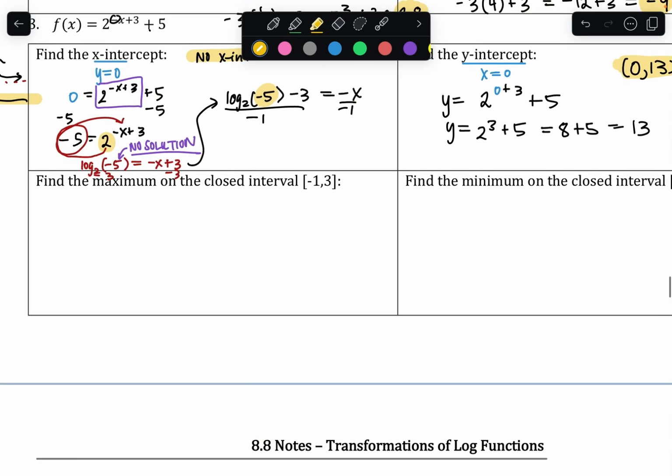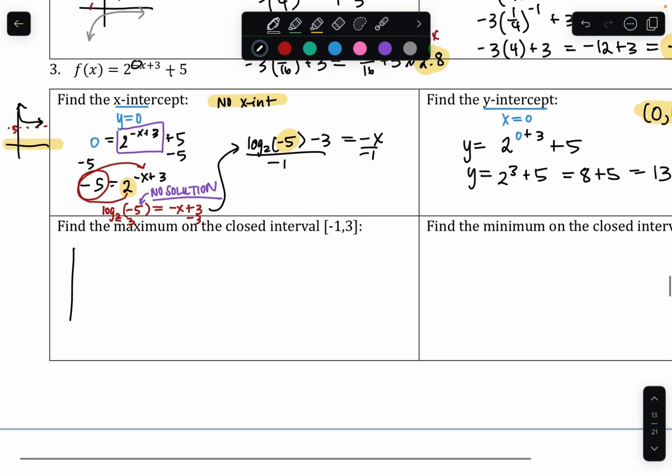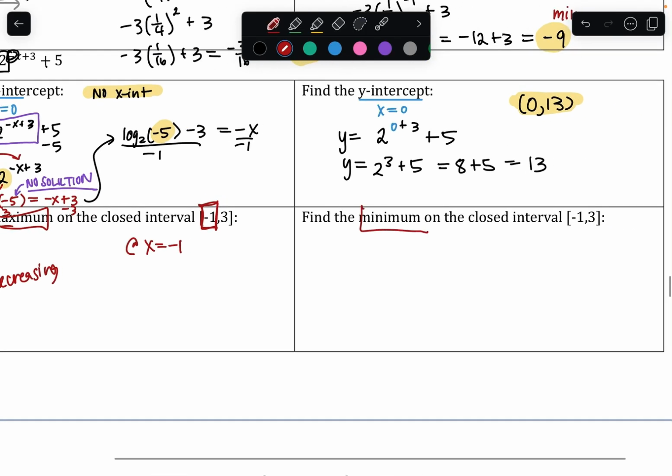Okay, last we are finding the max and min. And so I already sketched the graph up here. We know it is growing but reflected across the y. So usually growing looks like this, but if we reflect across the y, it's going to look like decay. And so this function is decreasing. Picturing a person going from left to right, he's going down the mountain. So my maximum is going to occur at the left endpoint. And so my minimum is going to occur at the right endpoint.